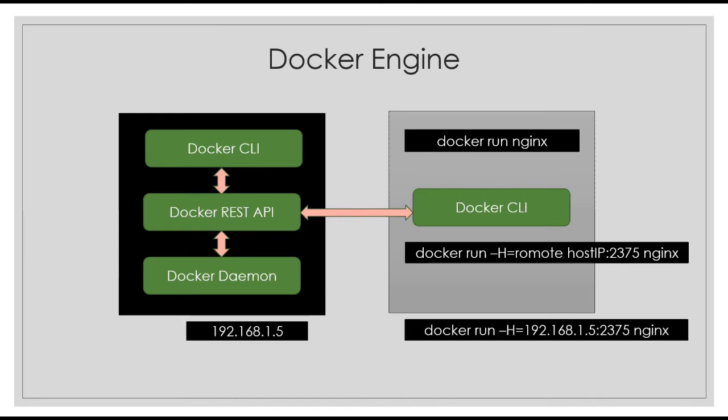As an example, let's say 192.168.1.5 is the Docker host IP. Then from your remote machine you have to use it like docker run -H equal to 192.168.1.5 colon 2375 space nginx.